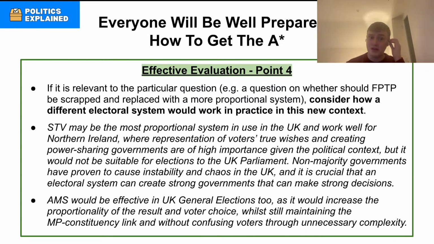So if it's a question on whether first past the post should be scrapped and replaced for UK general elections, you might argue that STV is the more proportional system in use in the UK, but argue that first past the post shouldn't be replaced with STV because it wouldn't work in UK general elections, even though it does work in Northern Ireland. Or actually, you might use this as an argument for why AMS should replace first past the post. It's because it would maintain some of the key benefits and still be simple to use for voters, but add that proportionality. So really analyze and evaluate using those practicalities.